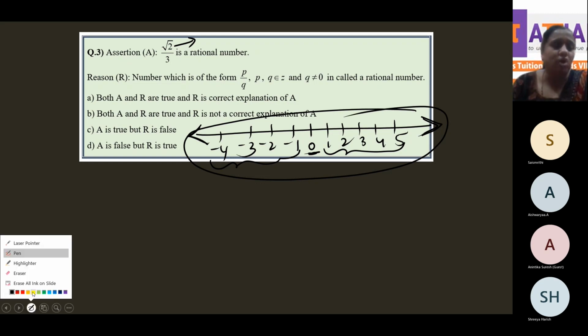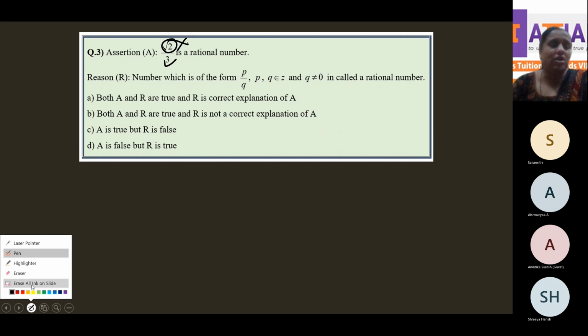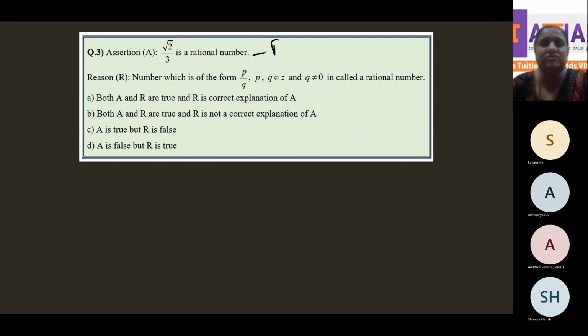So since root 2 is not an integer, this one looks like p by q, but it is not p by q in the actual sense. This one is not an integer. This is an integer. So root 2 by 3 is not a rational number. So this is false.